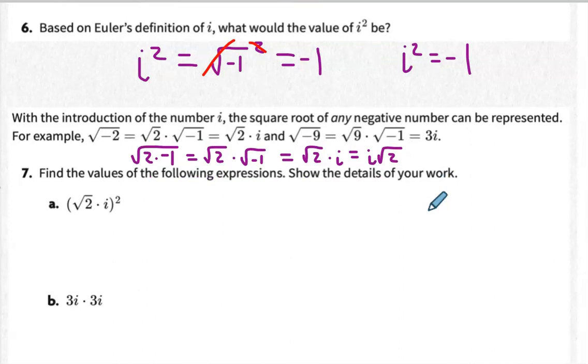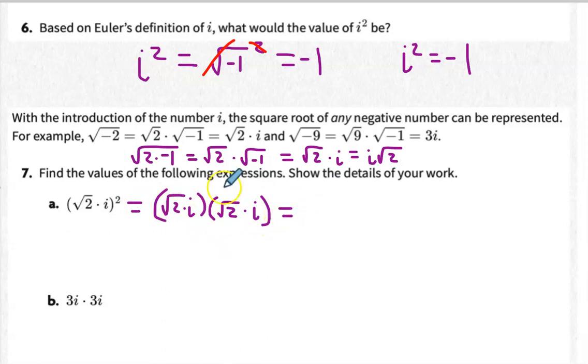So what we're going to be interested in today is doing operations with this number i. So it says find the values of the following expressions. Okay, so these are all a little bit different. We just have to look at what we're given here. So first up, I have the square root of 2 times i, squared. So I know that when I square something, it means I need to multiply it by itself. So the square root of 2i times the square root of 2i. Okay, this is all just one big giant multiplication problem. Notice there are no pluses or minuses anywhere in there.